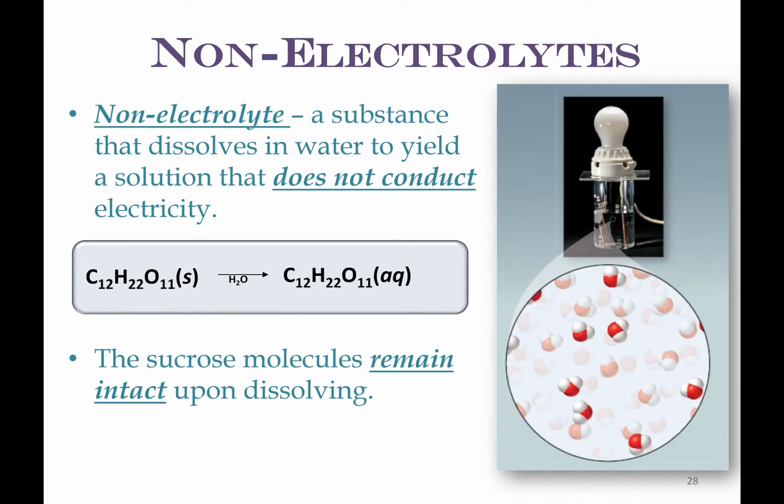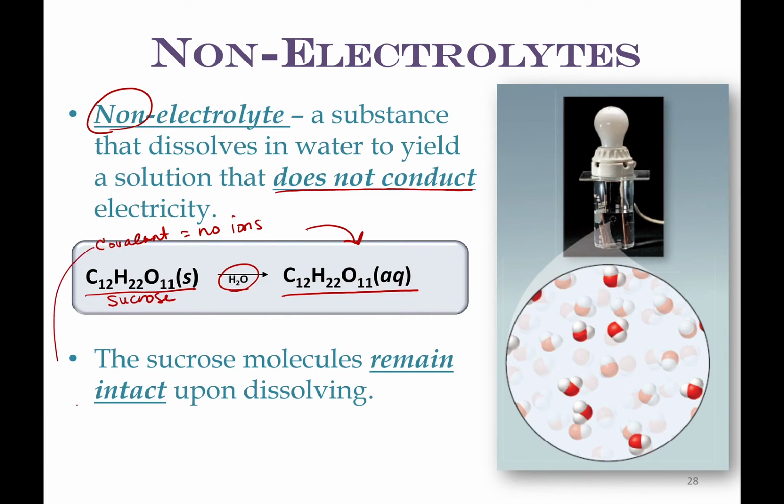A non-electrolyte is something that does not conduct electricity. So here we have sugar. This is sucrose. When we put sucrose in water, it does not form any ions. This is a covalent compound, so there are no ions, and there are no ions over here on the right. Now, some of our covalent compounds can form ions by doing what's called ionization. Again, we'll talk about that in a minute. But some can form ions.